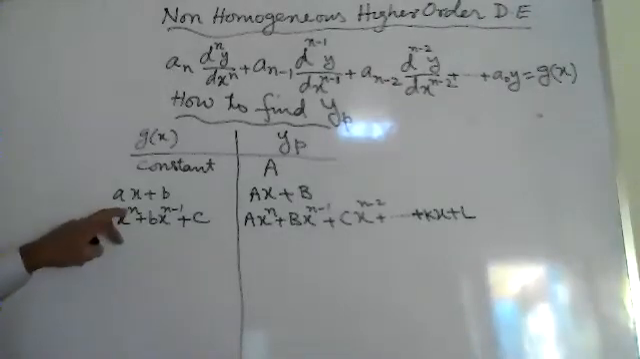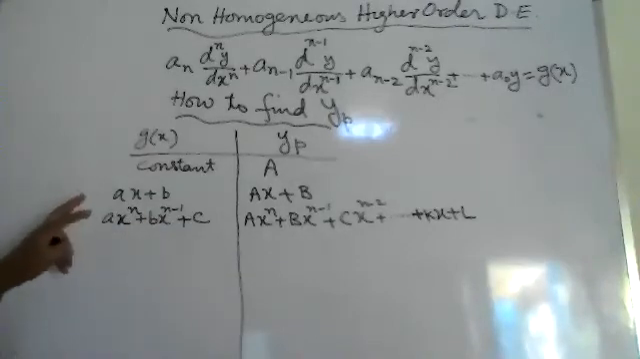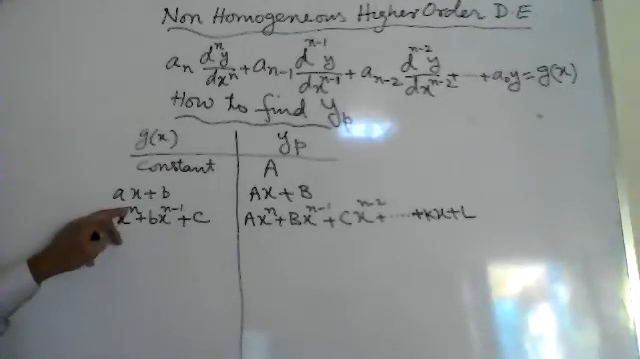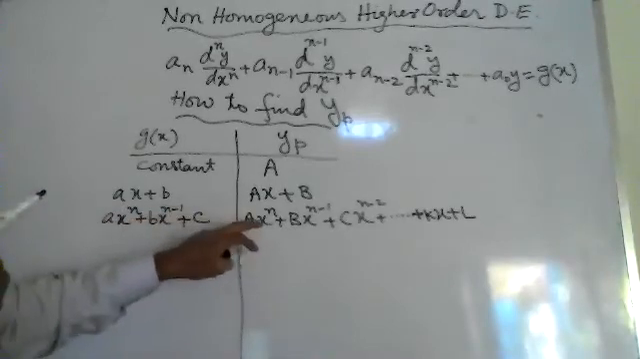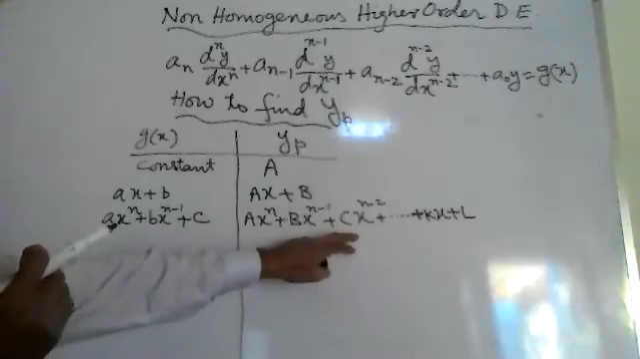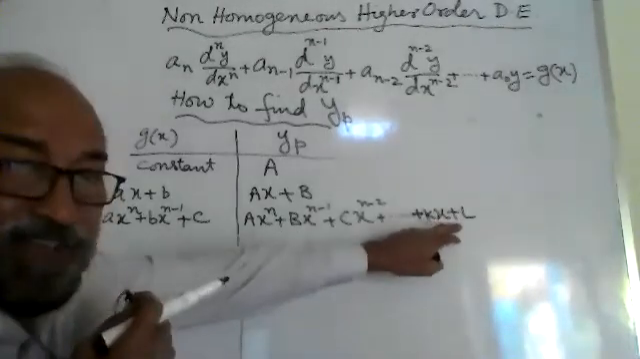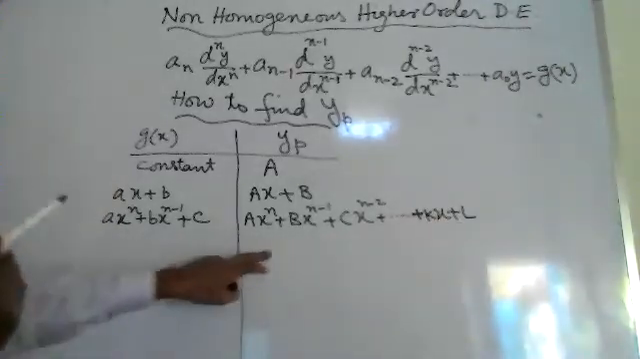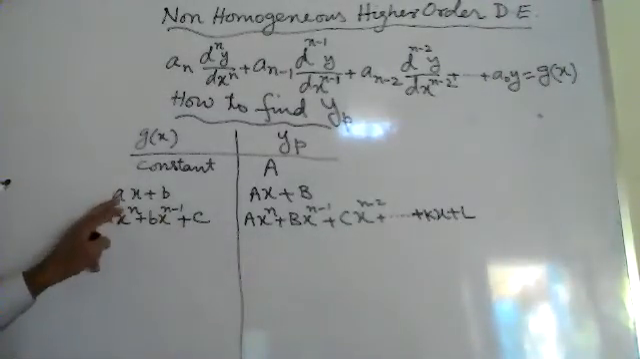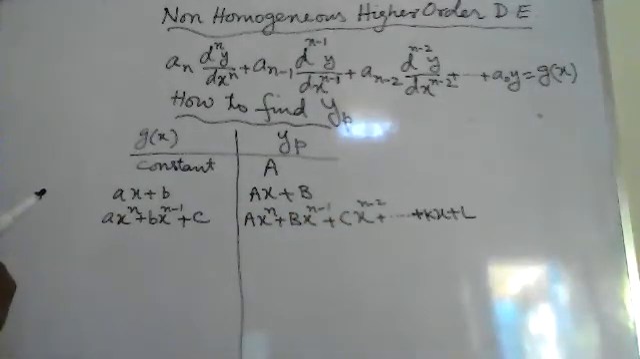We will consider the maximum power. Suppose there are only 3 terms, but the maximum power is 5. So we have to take ax raised to power 5, bx raised to power 4, cx raised to power 3, then some constant times x raised to power 2, then some constant times x raised to power 1, and then another constant, up to x raised to power 0. From the maximum power, step by step, we will take terms up to x raised to power 0.